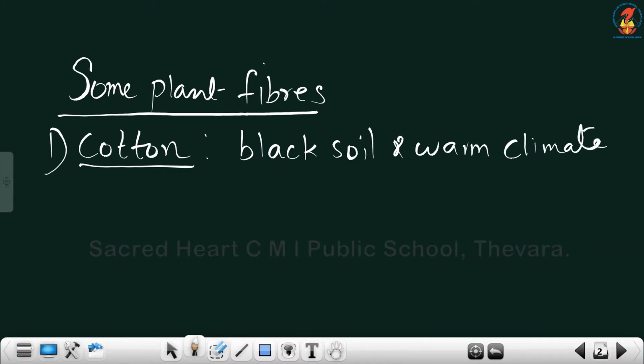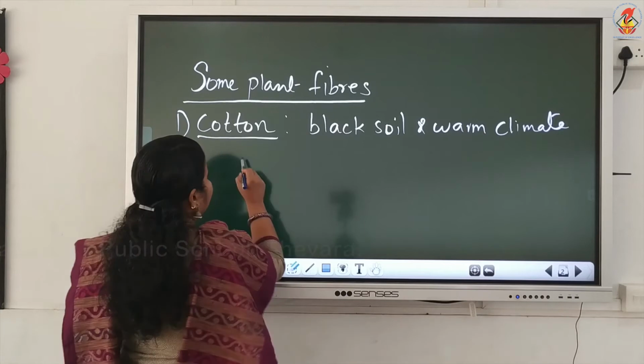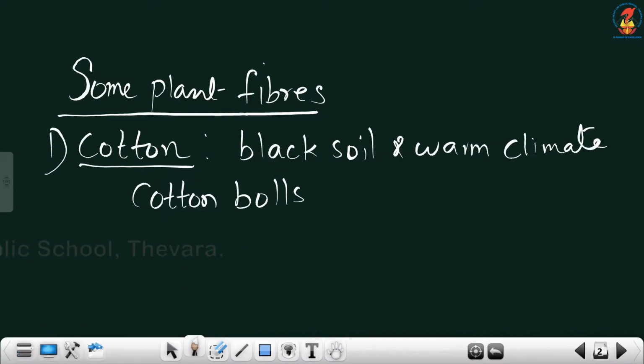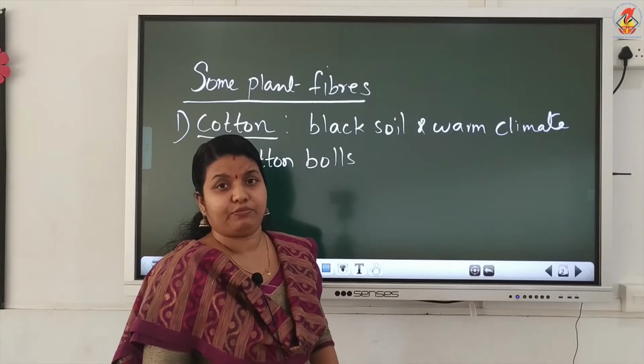The fibers are obtained from the fruit of the cotton plant. We call the cotton fruits cotton bolls, B-O-L-L. So the fruits of the cotton plant are called cotton bolls. They are about the size of a lemon.